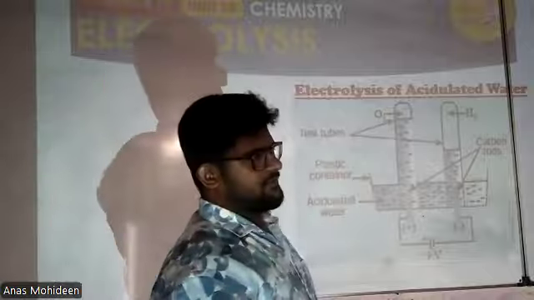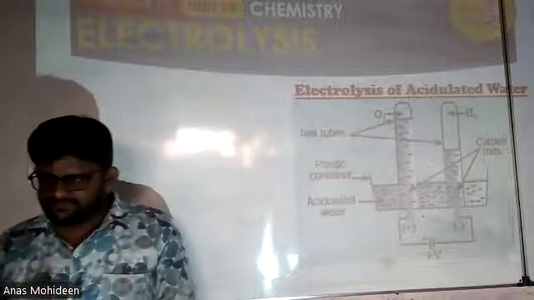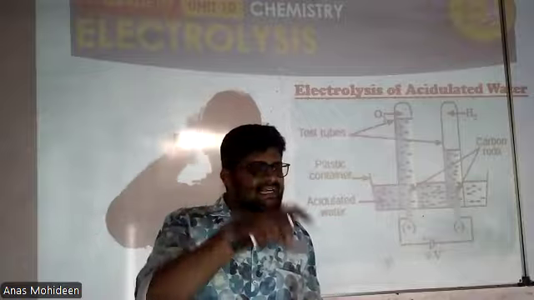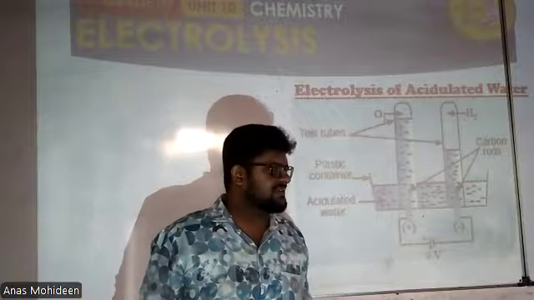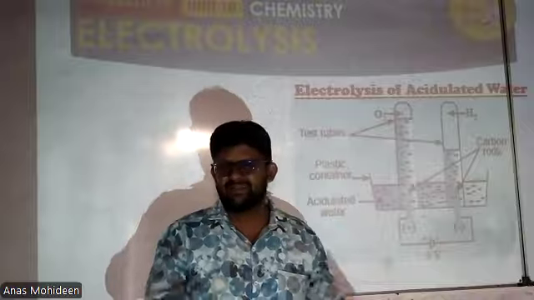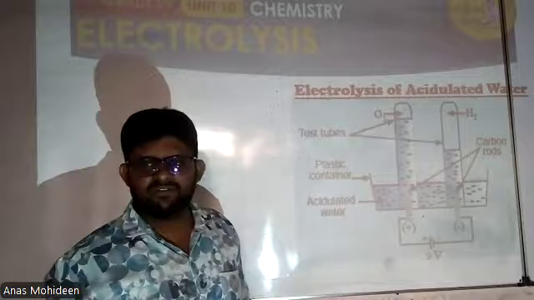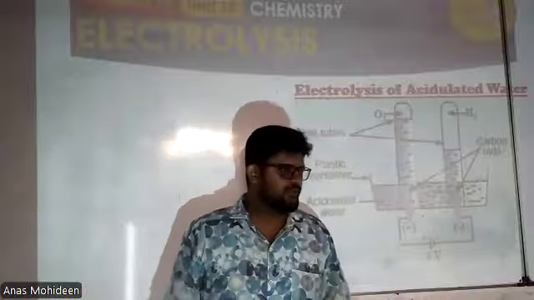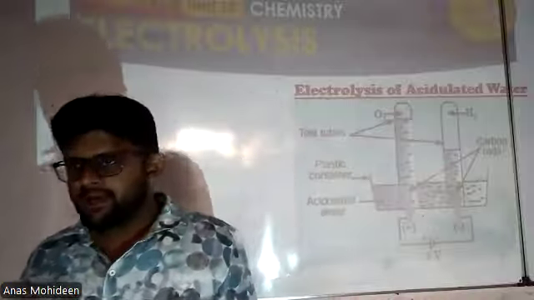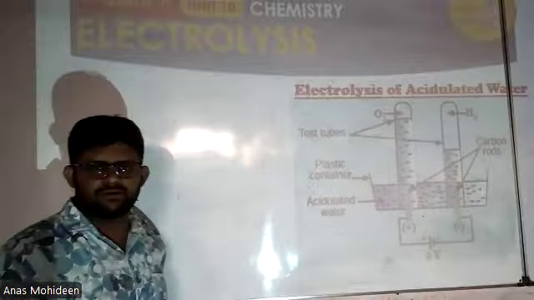So what is acidulated water? We take some water and some acid and mix it. Maybe HCl acid, sulfuric acid. Okay, better we take sulfuric acid. So sulfuric acid means H2SO4. We are going to mix. Now such a mixture is what we are taking as acidulated water.